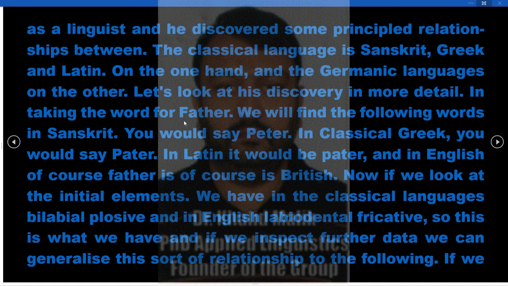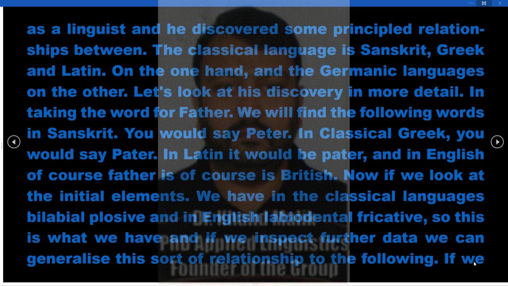In taking the word for father, we will find the following words in Sanskrit. You would say pitar. In classical Greek, you would say pater. In Latin it would be pater, and in English of course father. Now if we look at the initial elements, we have in the classical languages a bilabial plosive and in English a labiodental fricative, so this is what we have, and if we inspect further data we can generalize this sort of relationship to the following.